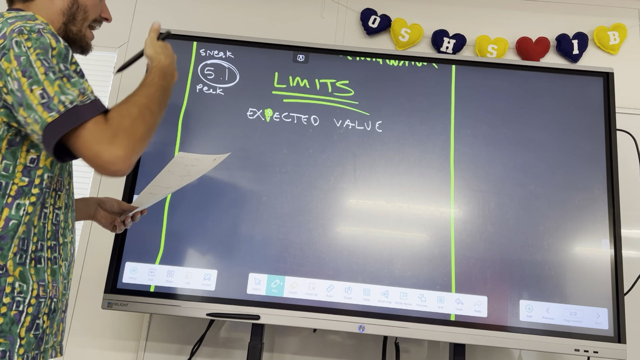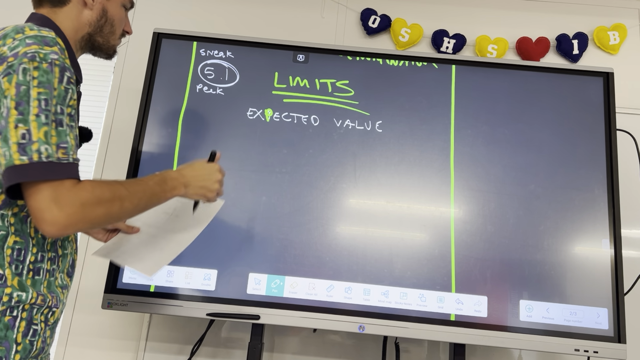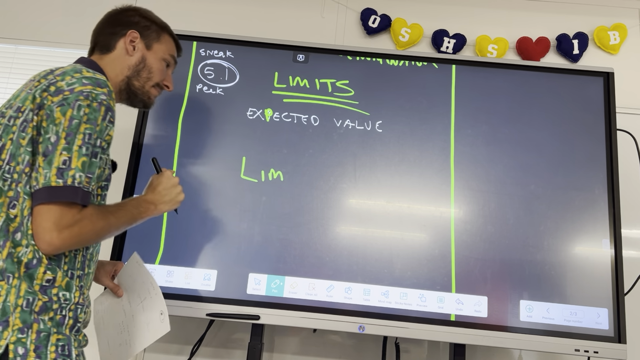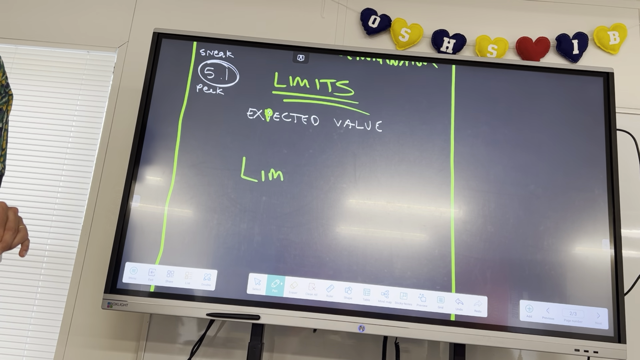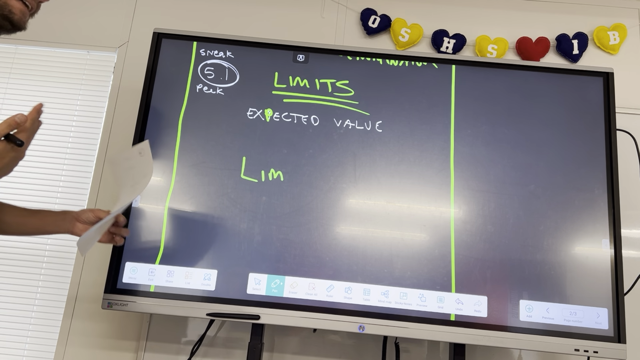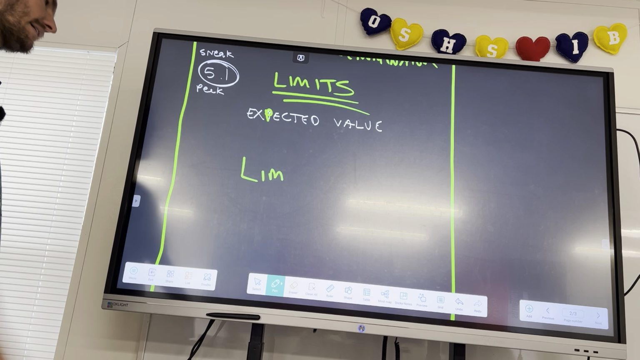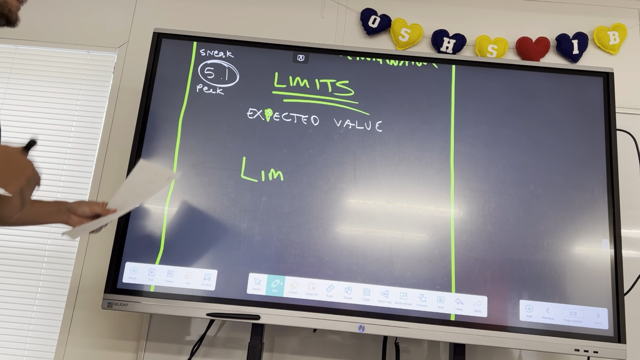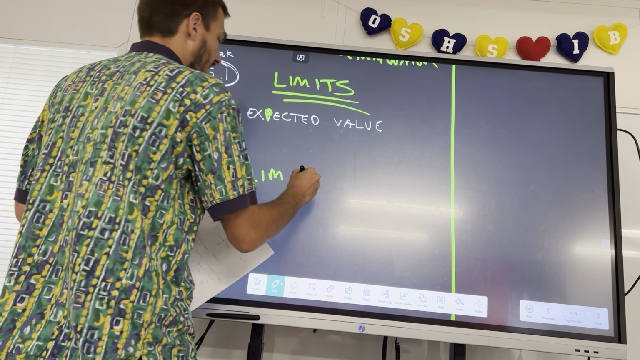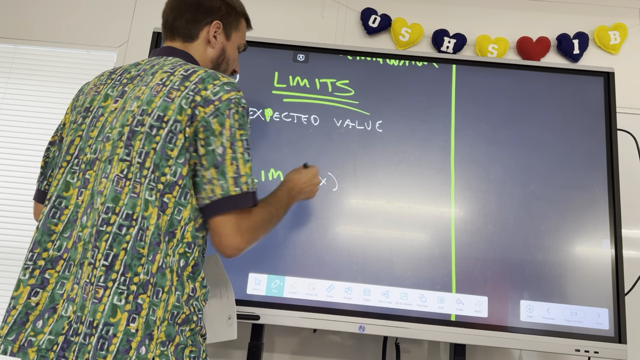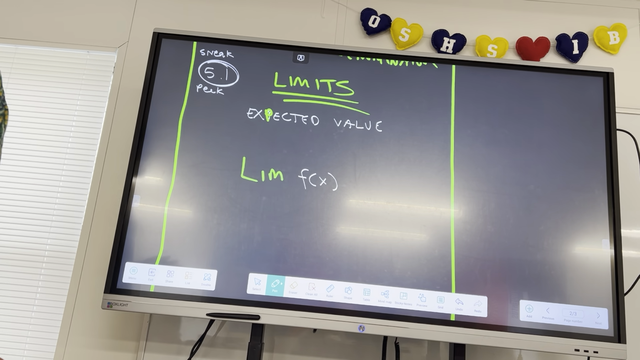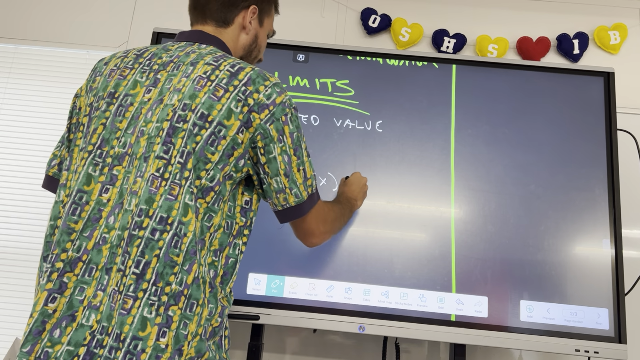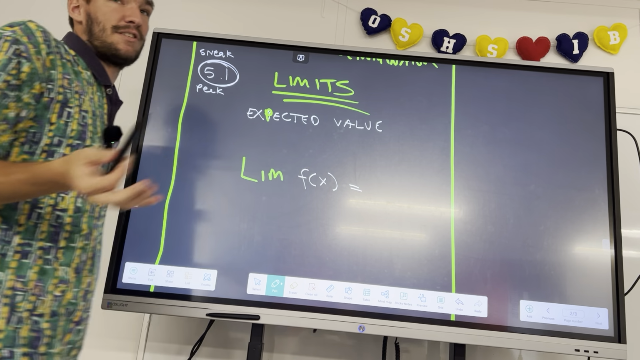So our limits, you're gonna write it like this. The lim, we're gonna leave off the it because we're lazy mathematicians who don't like to write that, in part because it's a waste of our time. We're just gonna write the lim. And then of course, normally we're gonna have some sort of function that follows, the lim of f of x, because we can type. And that's gonna give us some sort of answer.